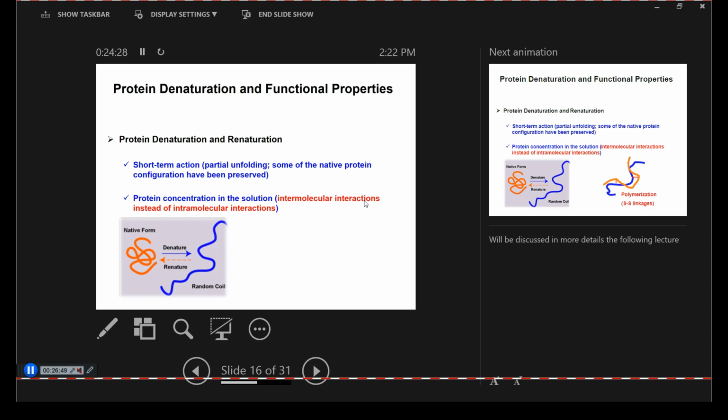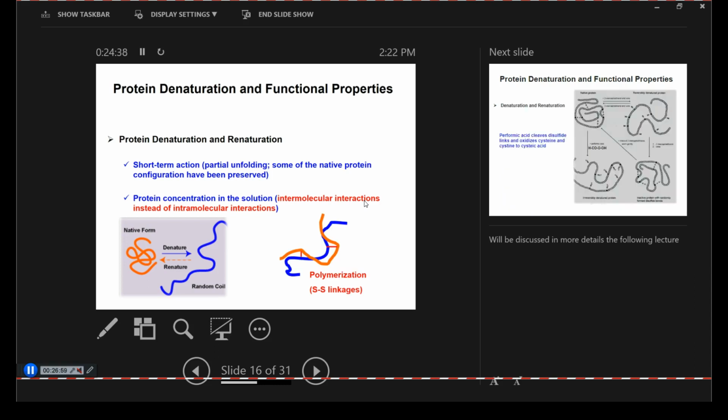Okay. Now, protein concentration in solutions also plays a very important role in irreversible denaturation. Because what happens if you have 0.1% protein versus 5% protein? If you have 0.1% protein and the protein is denatured, it's in solution, but it's denatured. With 0.1% protein, you will have a very small amount of molecules bumping into each other. You have to think these molecules are dynamic, there's movement, right?